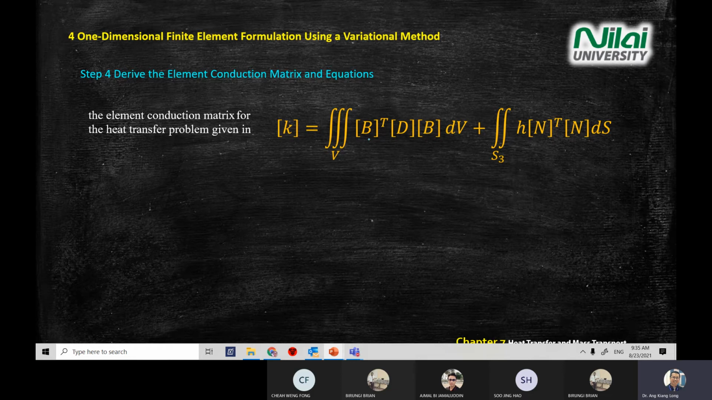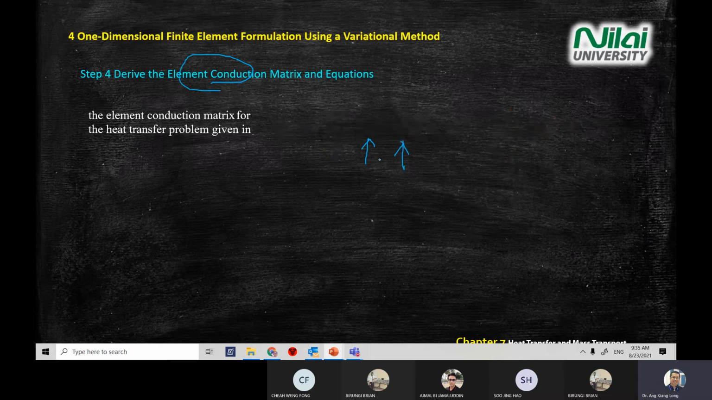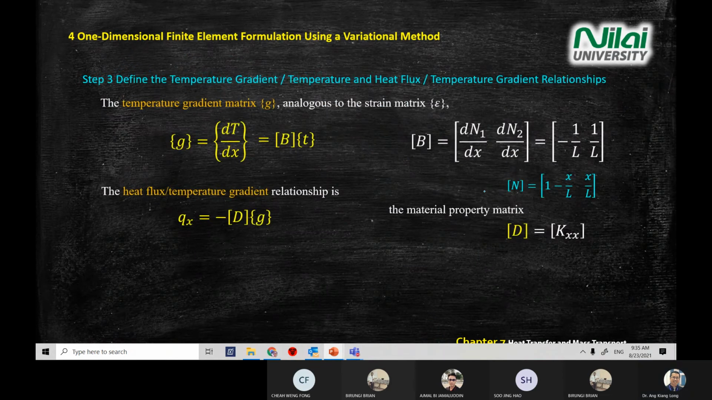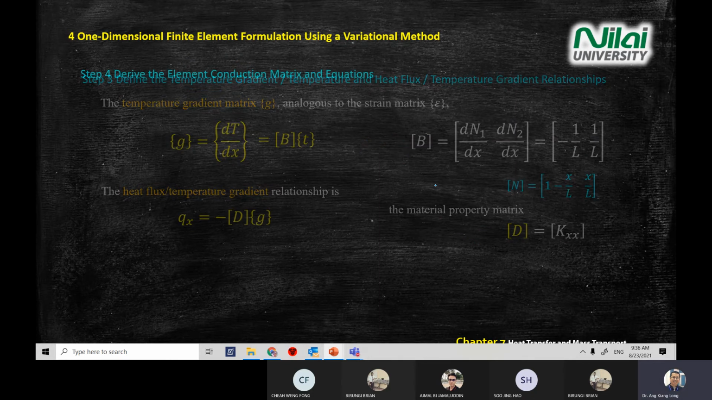In this case, don't confuse this with the B matrix that you learned for bar and beam. Don't confuse. This B here is for conduction. What is B? What is D? You see them in the previous slides. Your B is this one, D is this one, D is Kxx, the K matrix, and B is this one. So don't confuse it with the bar and beam chapter.